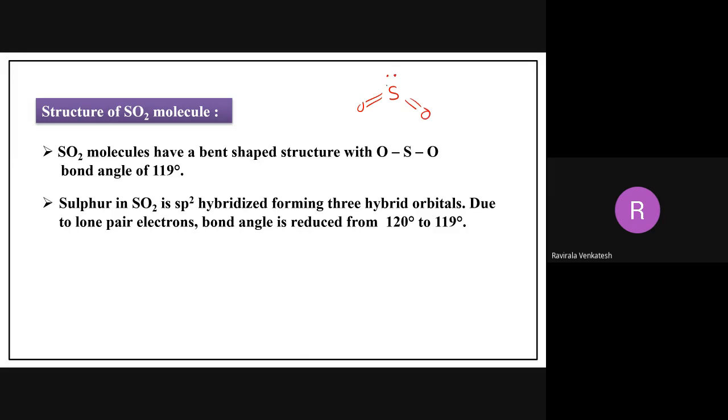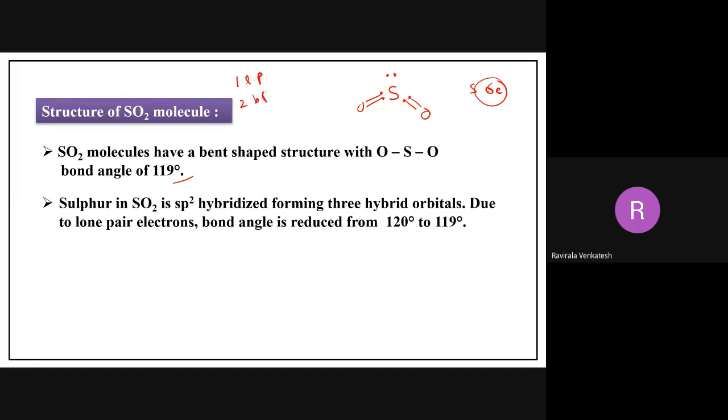Because you see, 1, 2, 3, 4, 5, 6. Sulfur will contain how many electrons beta? 6 electrons, generally. The bond angle is 119 degrees. sp2. Why? Because one lone pair is there. And how many bond pairs are there? Total 2 bond pairs. Double bond also counts as one pair only beta.